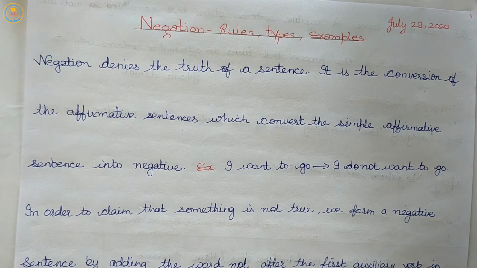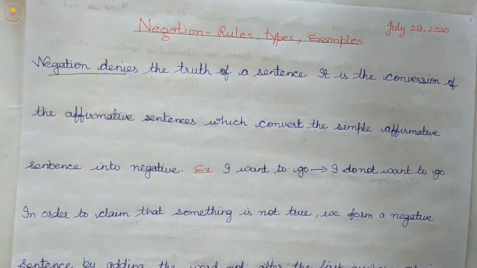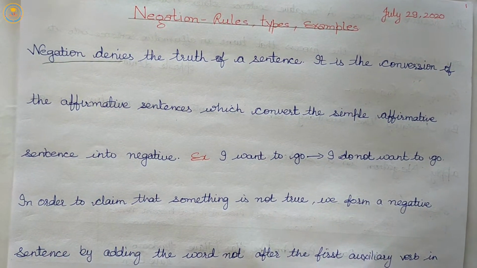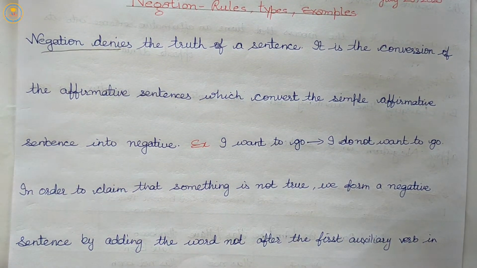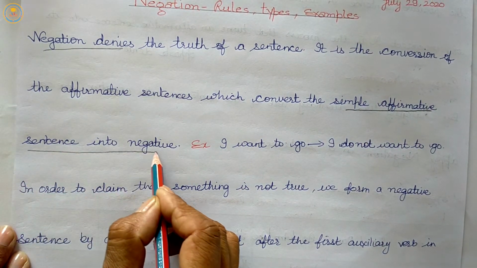Negation means negative. If we don't want to give our response in a positive or an affirmative form, we express our views just opposite of the sentence. Means we will convert the affirmative sentences into negative. Negation denies the truth of a sentence. It is the conversion of the affirmative sentences, which converts the simple affirmative sentences into negative. Means we will convert the affirmative sentences into negative form.